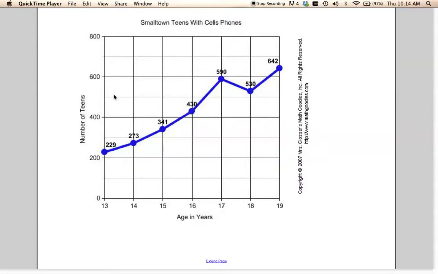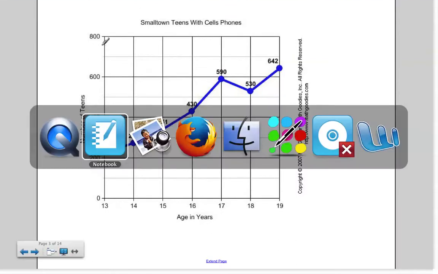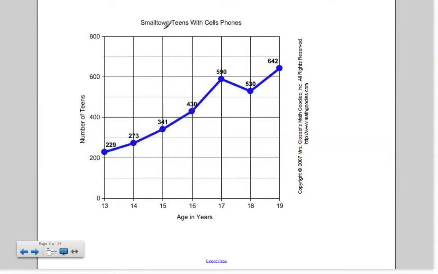Okay guys, so today we're going to be talking about graphs. Now we're going to be looking at a couple different graphs, but we're also going to be looking at the important information. So the first thing I want you guys to realize when you're looking at a graph is that each graph should have a title. In this case, our title is Small Town Teens with Cell Phones. So we know that this graph is going to be talking about teens who live in a small town who have cell phones. So this is our title.